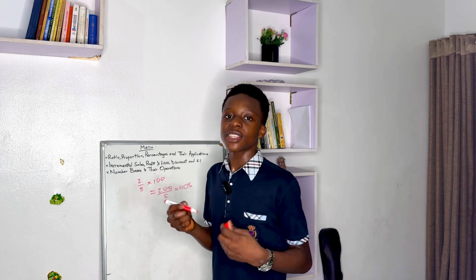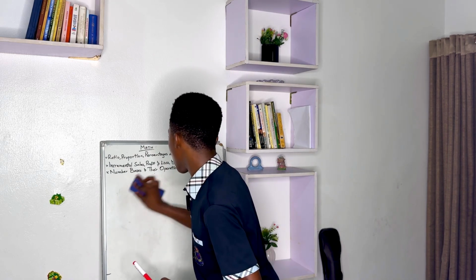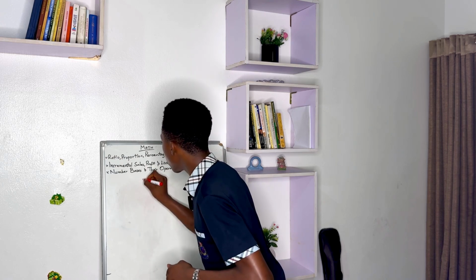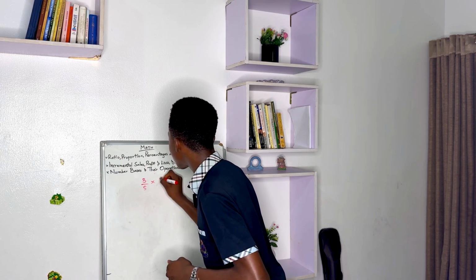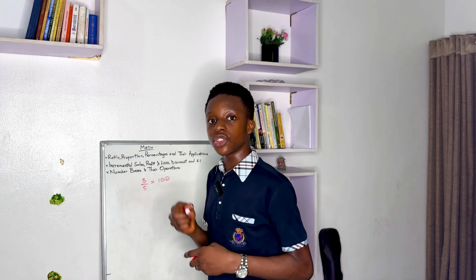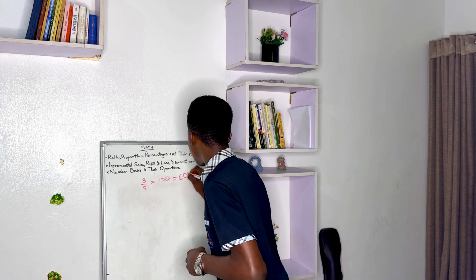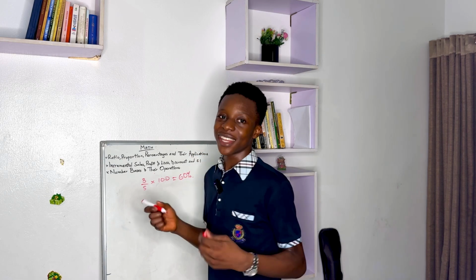So what about 3 bars? What would it be if it's 3 bars full? Well, it's going to be 60. Why is that? Because if we write 3/5 and multiply that by 100, 3 multiplied by 100 is going to give you 300. And 300 divided by 5 is going to give you 60. So 60% is how full your phone is.